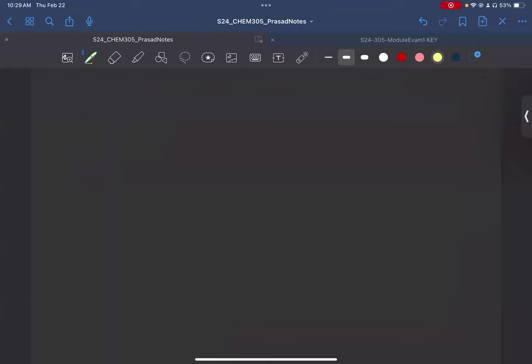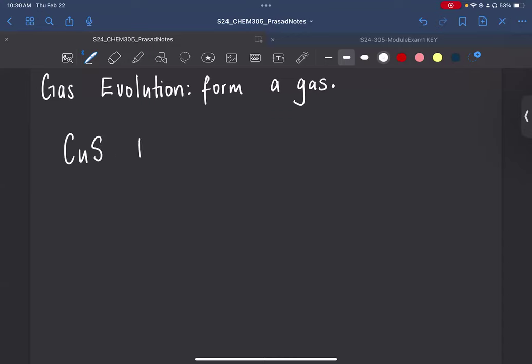Okay, that's weird. Next up, gas evolution. Anyone want to take a guess what this is? You form a gas. We've actually already done an example like this earlier. That was the example with copper sulfide, HCl, which gives us copper chloride and H2S. In this particular case, I had to tell you that H2S is a gas. There is no other way for you to have known that.